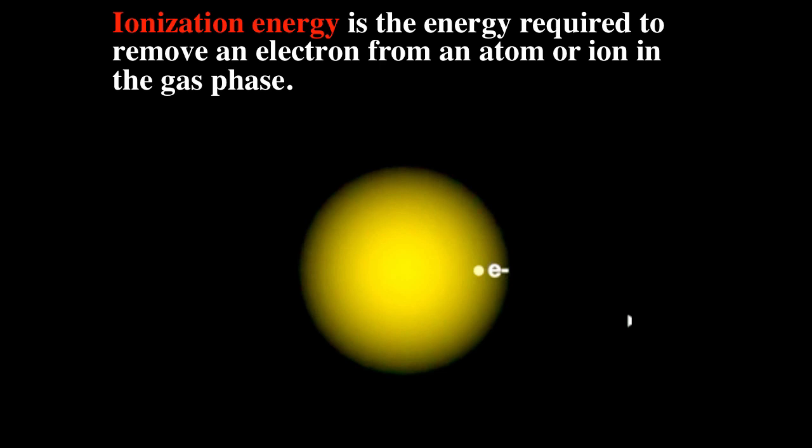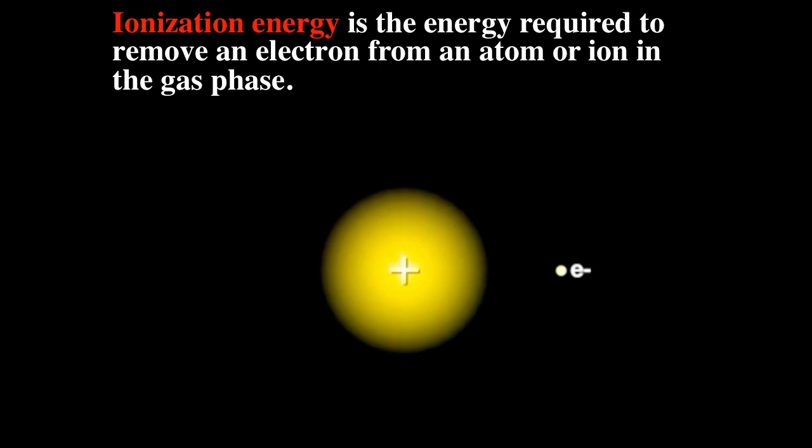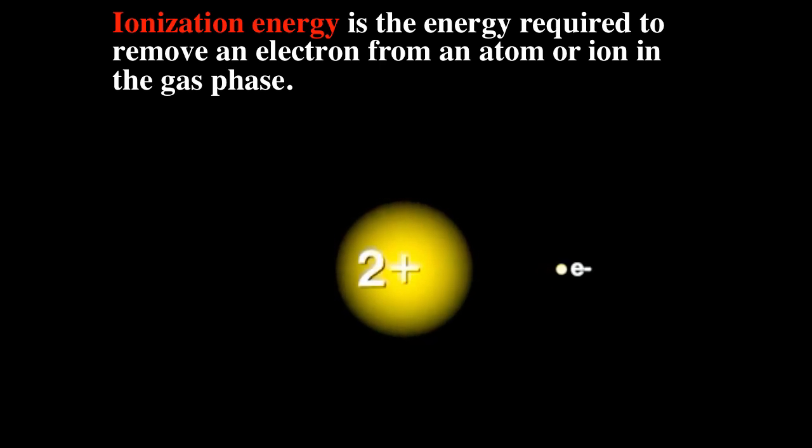Ionization energy is the energy required to remove an electron from an atom or ion. It measures how strongly an atom holds its electrons. The first ionization energy, I1, is the energy required to remove an electron from a neutral atom. Considerably more energy is required to remove a second electron from the positive ion. This energy is called the second ionization energy, I2.